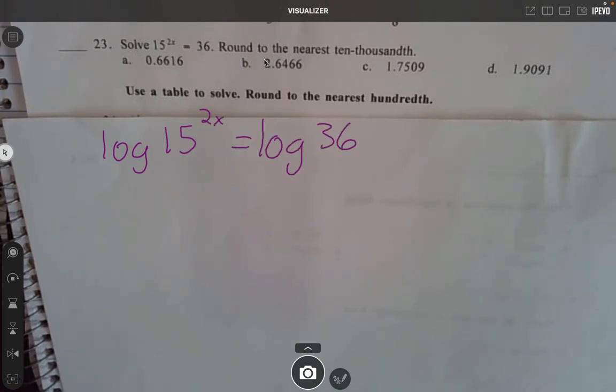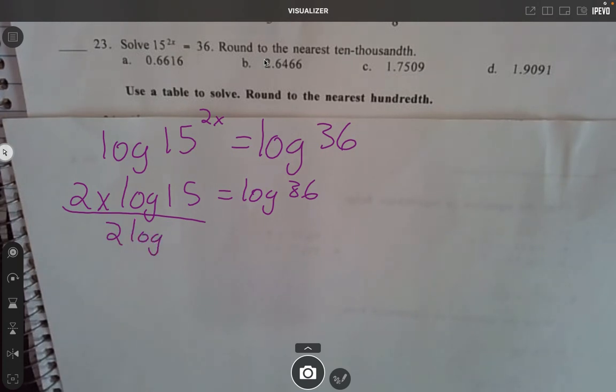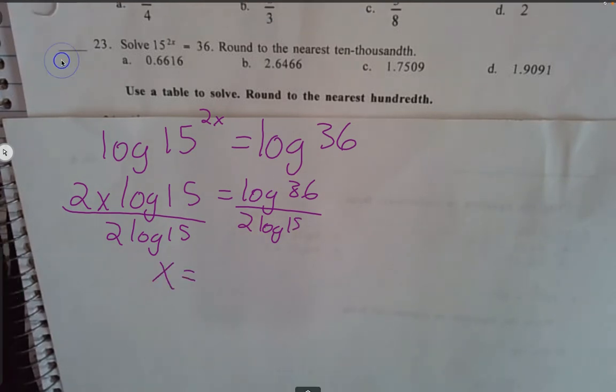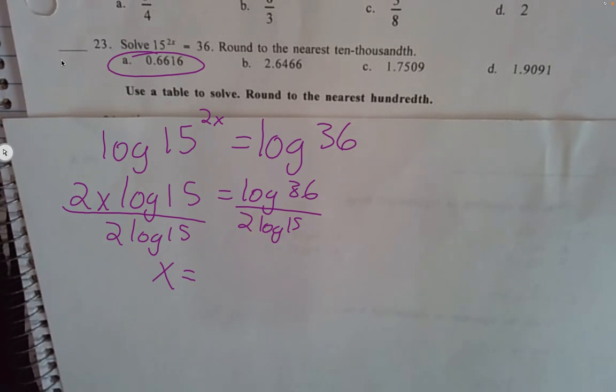What do you do with your exponent? We're going to put it out front. Okay, and then what do you do? Divide by 2 log 15. The only thing you have to do is make sure that you type in your calculator correctly. What did we get for this answer? Do y'all have it from yesterday? Okay, so you should get that if you make sure you can put it in your calculator right.